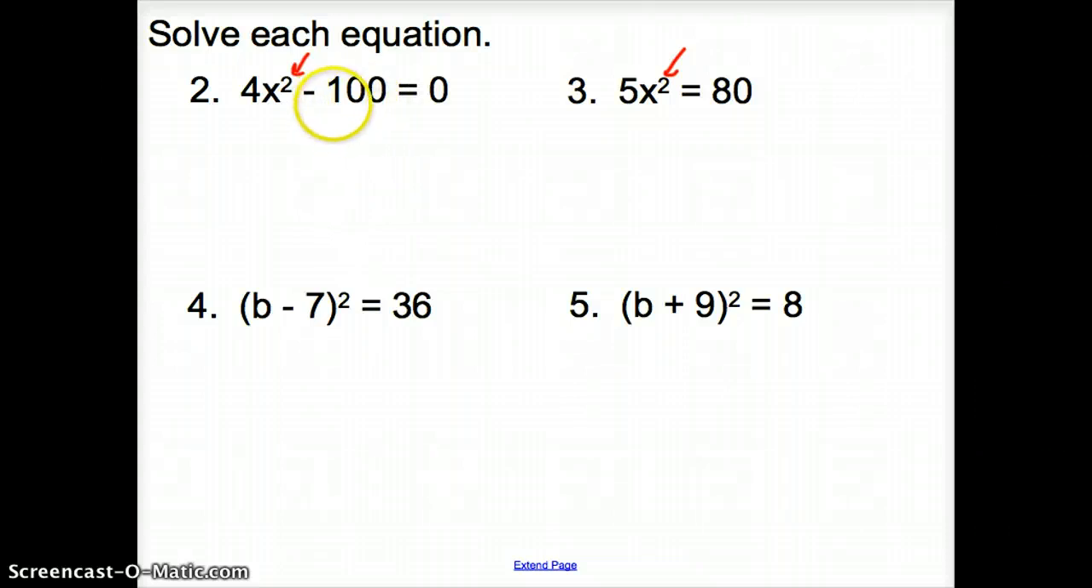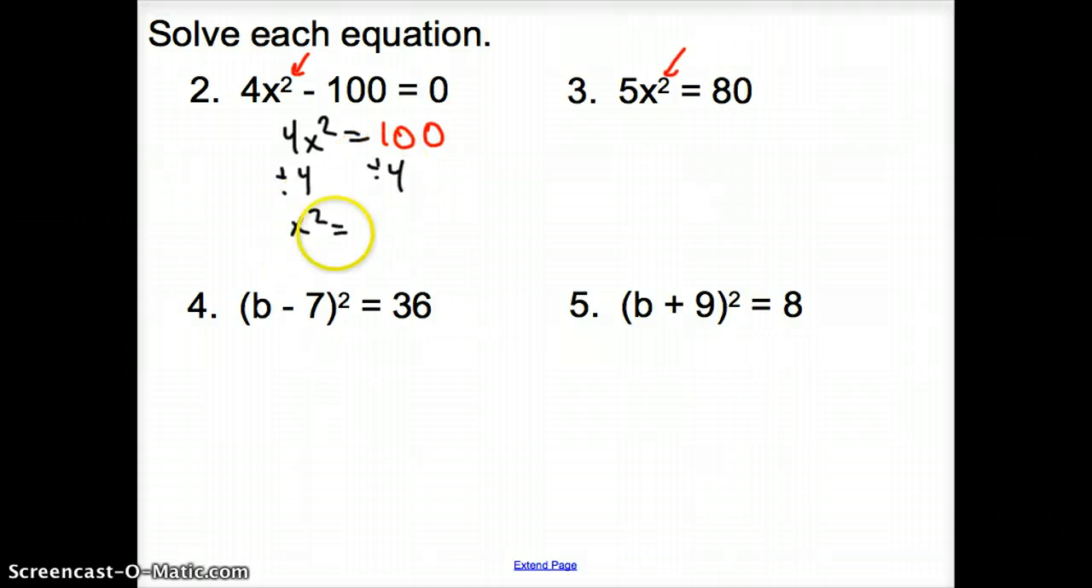So what do I have to do with this 100? I have to add it to the other side, so it's on the other side of the equation. So I have 4x squared equals 100, right? So I added it across. Now how do we solve something like this? Well, let's try to get this x squared by itself. What can you divide by? I'm going to divide by 4. So when I divide by 4, I get x squared equals 25.